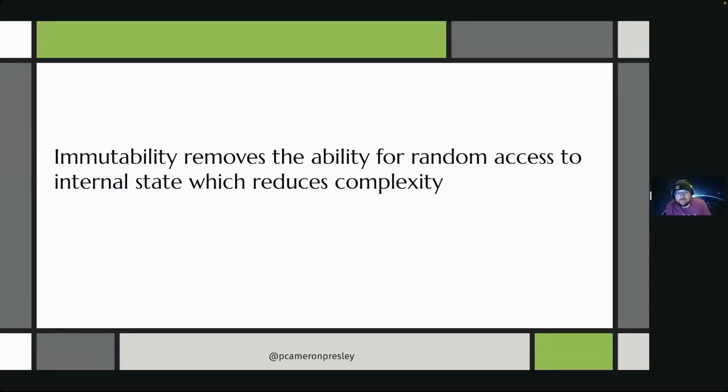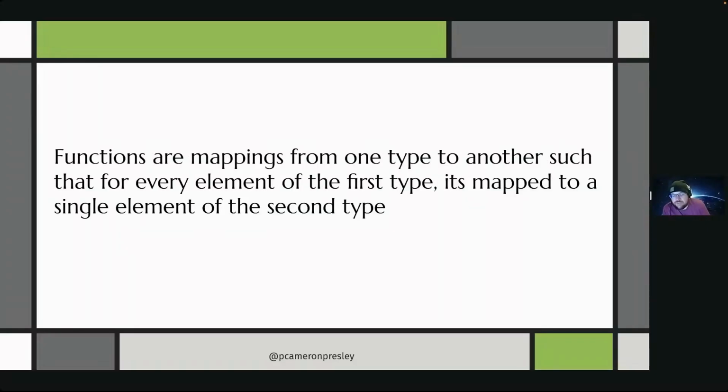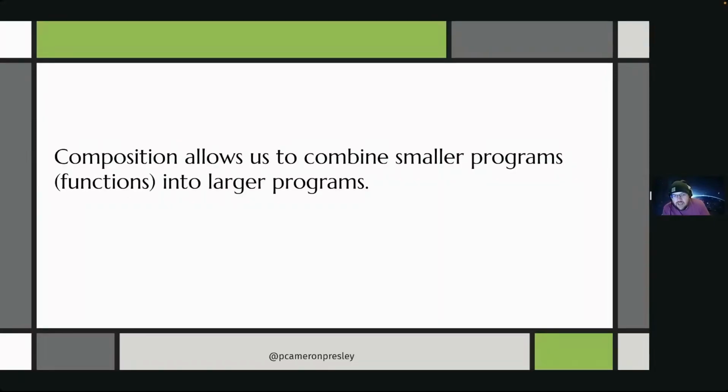So let's wrap up. Immutability removes the ability for random access to internal state and to mutate it. And by removing this ability, it actually reduces the complexity that we've got to deal with. Functions. Man, if you haven't gotten tired of me saying mappings yet, here we go. They're mappings from one type to another, such that everything on the left is mapped to a single thing on the right. And then composition is literally combining those smaller functions into larger functions.